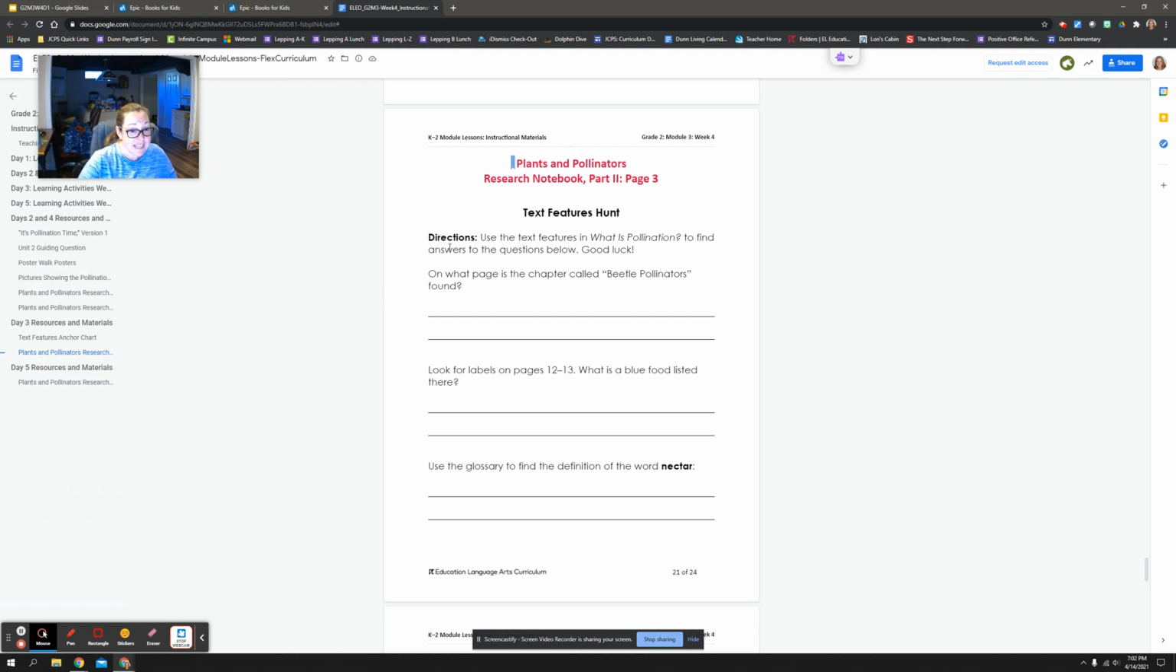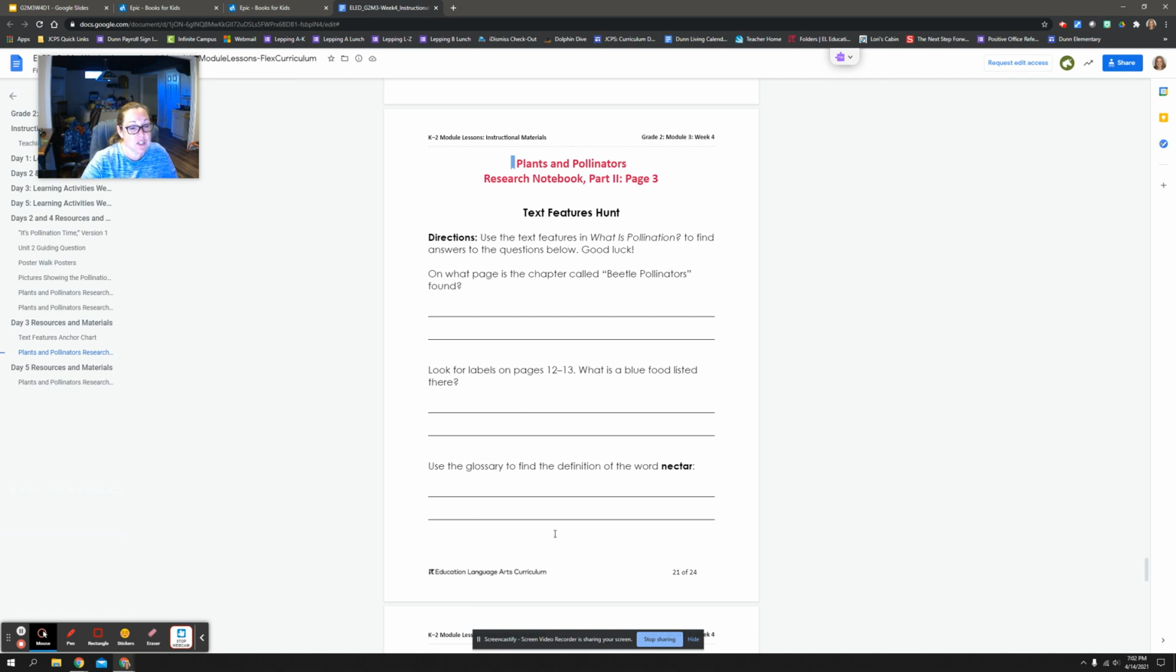The first thing says, on what page is the chapter called Beetle Pollinators found? So you're going to use that book on Epic, and you're going to click through and find that chapter called Beetle Pollinators and tell me what page it's on. The second thing says look for labels on page 12 and 13. What is a blue food listed there?